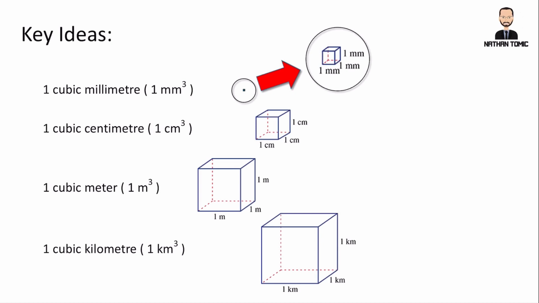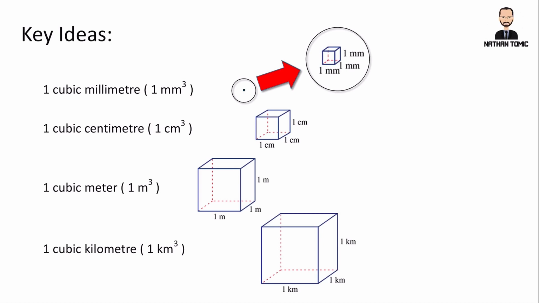As with area, we first have to think about what the unit of measurement will be. So they're very similar, except instead of talking about a squared amount, we're talking about a cubed amount. So we have a cubic millimeter, a cubic centimeter, a cubic meter, and a cubic kilometer.